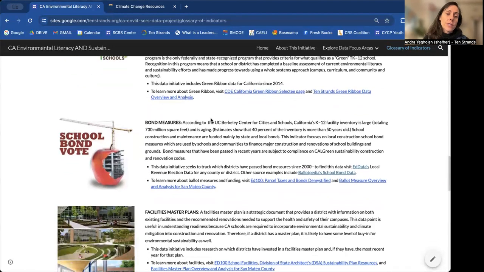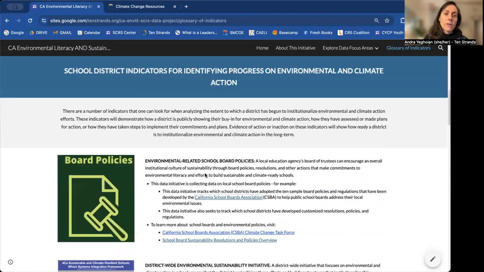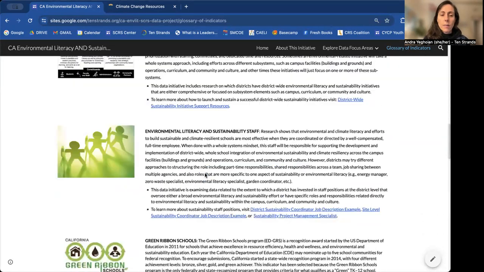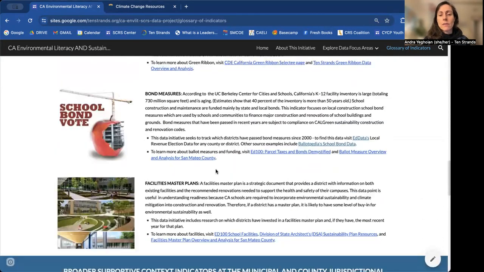Now, the last 2 indicators in this category of district indicators for progress on environmental and climate action have really specifically to do with campus facilities and operations. So we are looking at facilities master plans and bond measures. And facilities master plans really are these strategic documents that typically look 5 to 10, maybe even 15, 20 years out, and are thinking about what are the renovations and modernizations that are needed to support the health and safety of a campus.